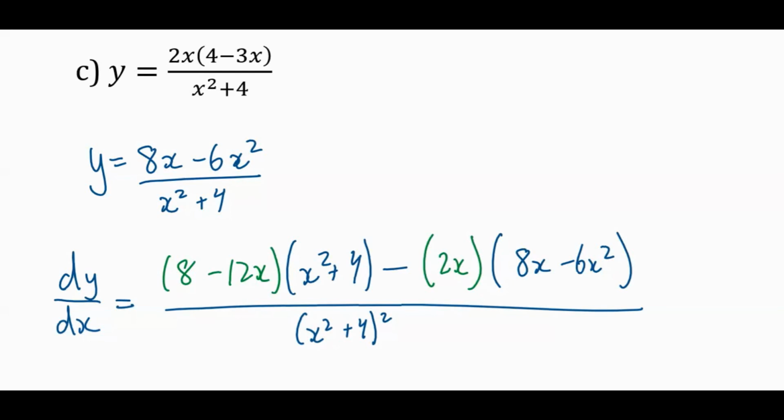So derivative of the top times the bottom minus derivative of the bottom, which is just 2x, times the top, all over the bottom squared. Good? Any questions?